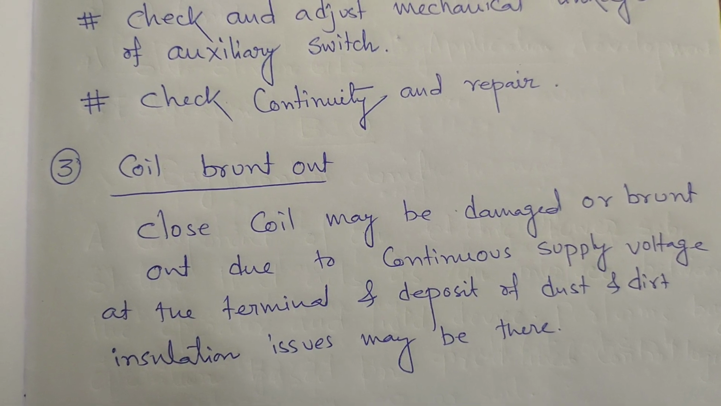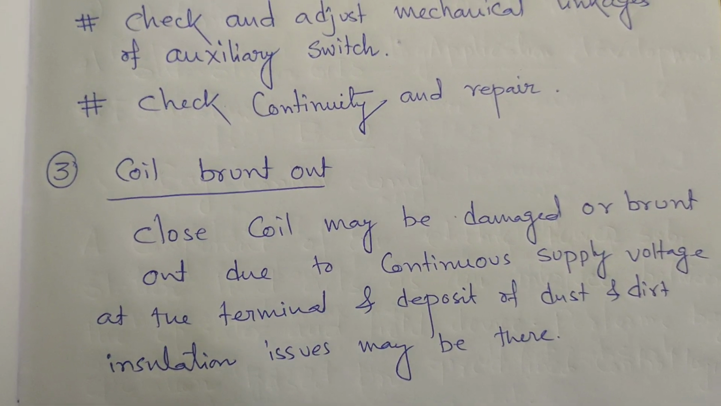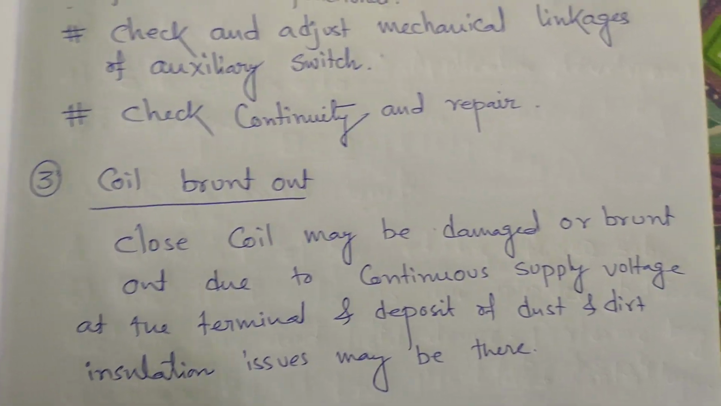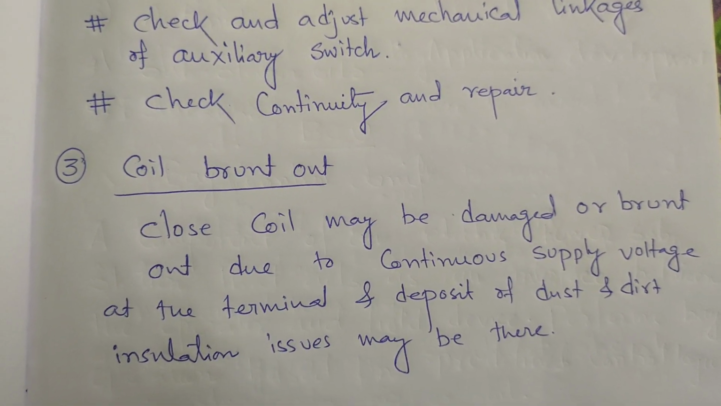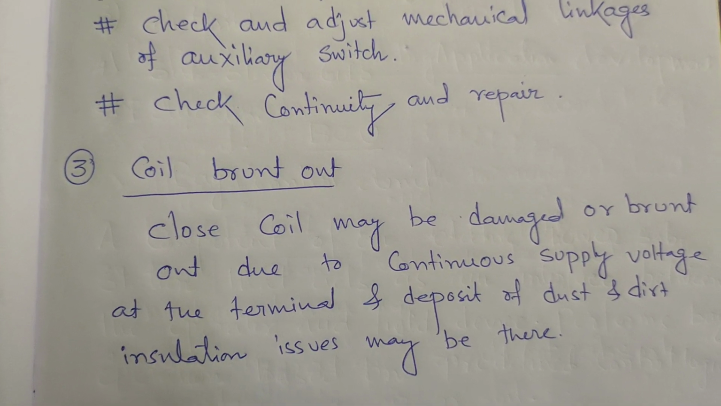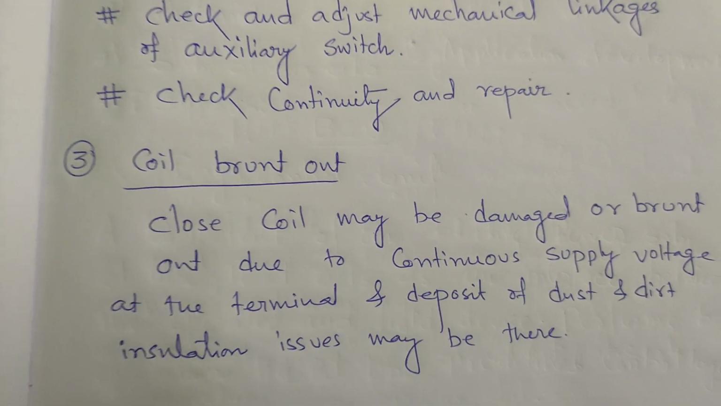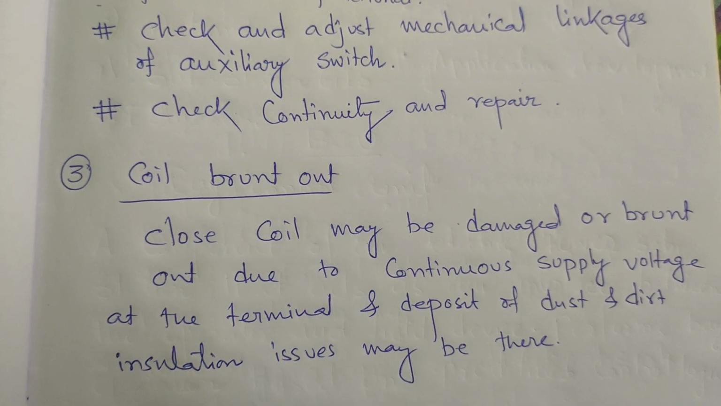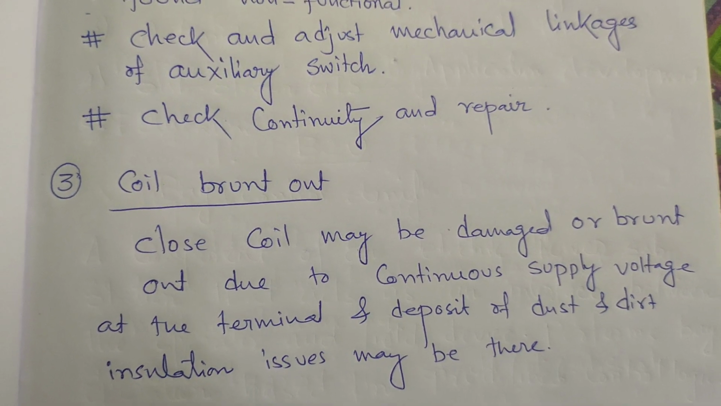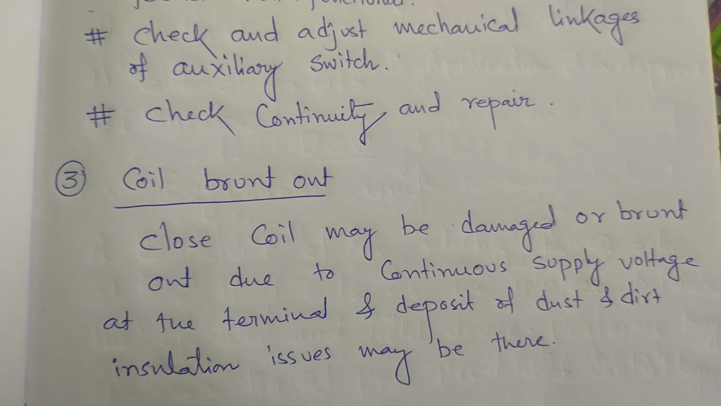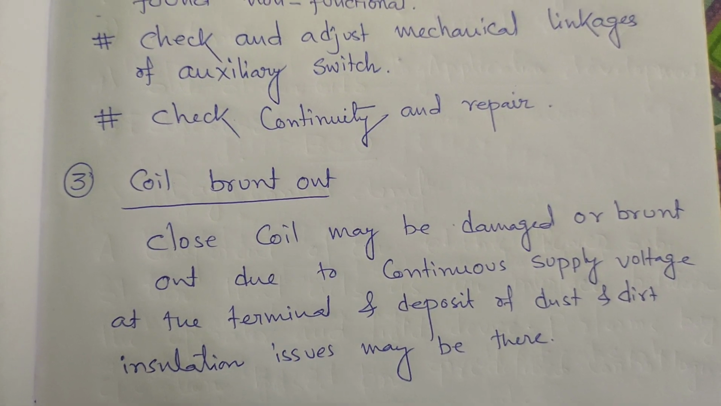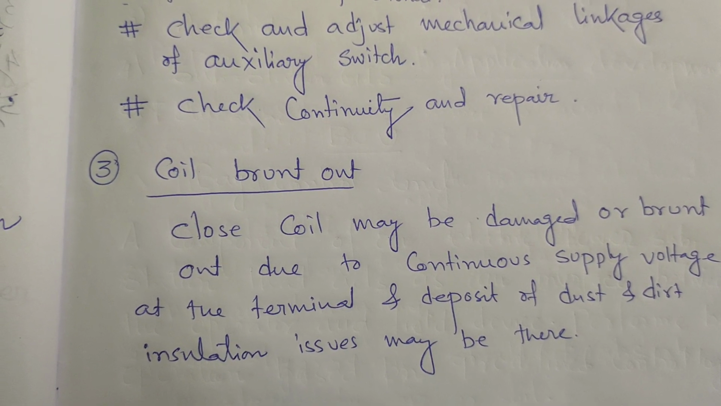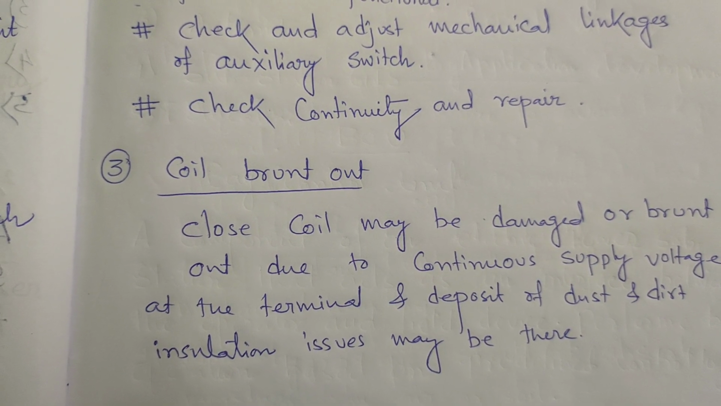What is the TNC switch? Trip neutral close. And the LR switch is the local remote selector switch. If the local remote selector switch has been damaged and the DC supply is coming from one terminal and reaching the coil continuously, the coil may be damaged. Also in the TNC switch, if you provide a pulse of trip and close, it has a spring return mechanism to the neutral point.